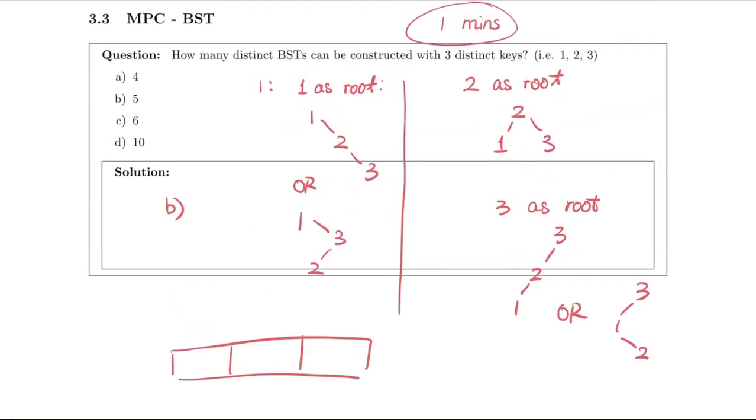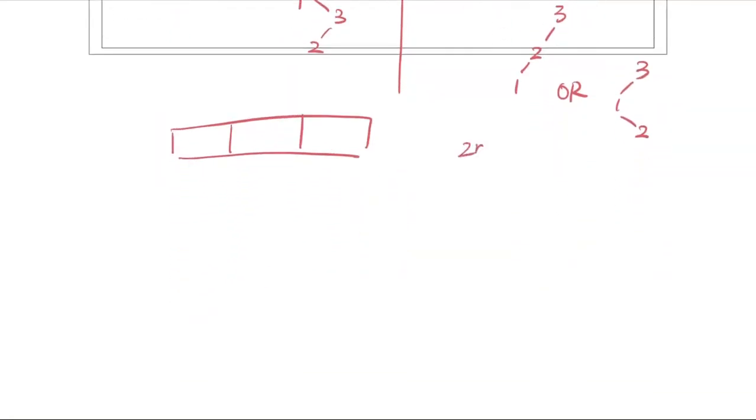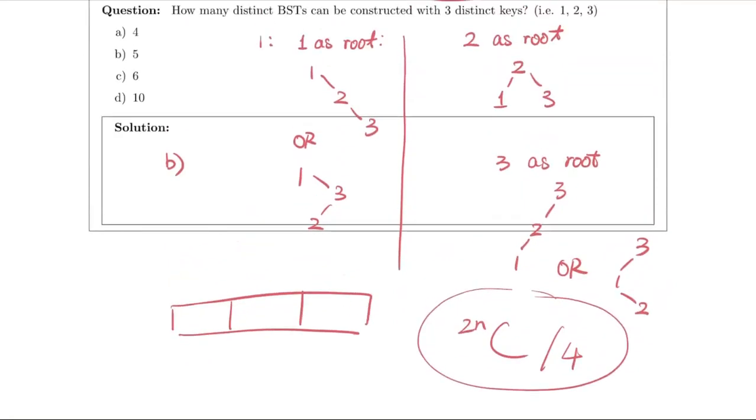Yeah, no, you could Google it. It's like 2n choose n, divided by n plus 1, something like that. I forgot. It's a little bit complicated, but that's beyond the scope. It's not that necessary.